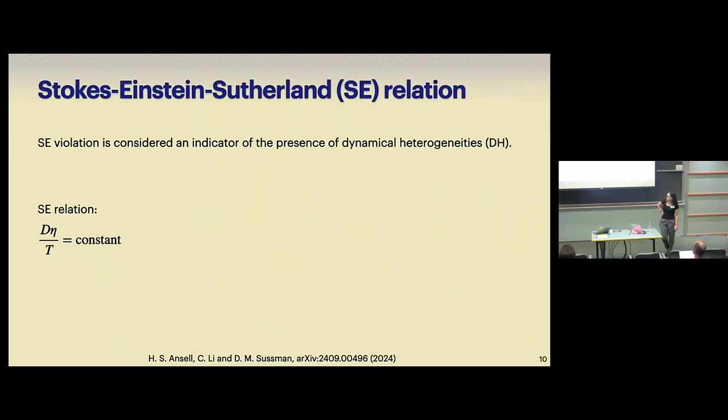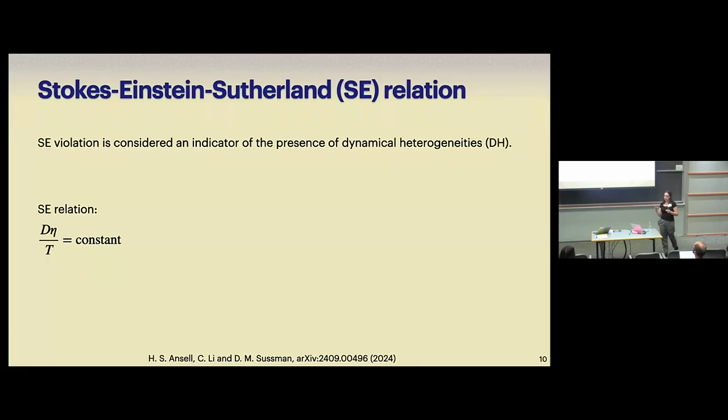Okay. So let's see if this model has other features that are typically observed in glasses. One relation that you can look at to determine when you're approaching the glassy regime is the Stokes-Einstein-Sutherland relation. This is a relation that holds in simple fluids that says that the viscosity times the diffusivity divided by the temperature is a constant. And this is expected to break down as you approach the glassy regime because of the formation of dynamical heterogeneities.